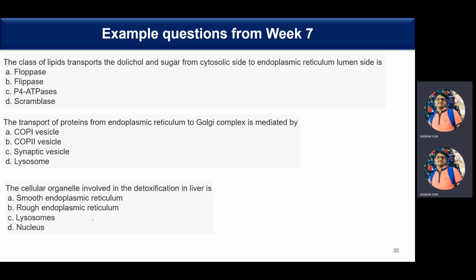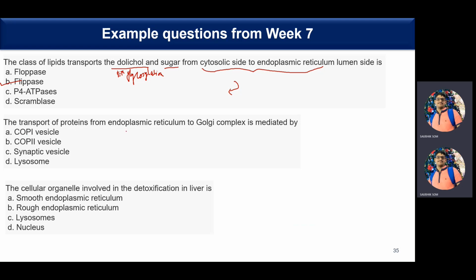The lipid that transfers the sugar is dolichol. You remember the dolichol is present in ER glycosylation. Correct. And the sugar is moved from the cytosolic side to the endoplasmic side. So it flips, and the flip is done by flippase. Floppase is another kind of enzyme, but in this case flippase is the correct answer.